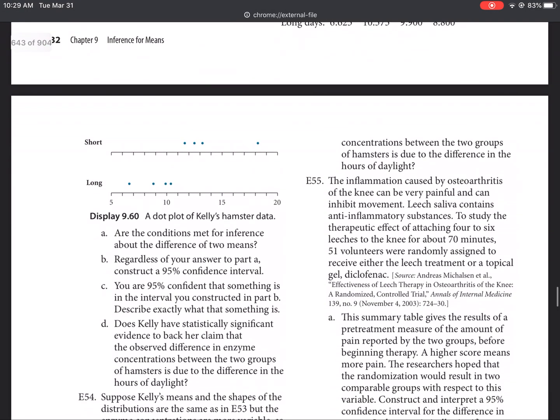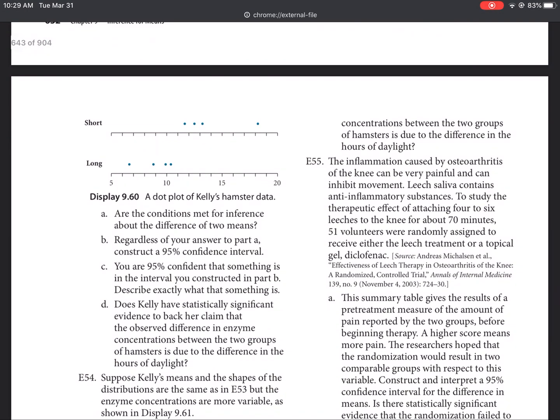The results are displayed in this left column. So the hamsters that were exposed to shorter amounts of light had a higher concentration of enzyme. As you can see, the 4 dots are all to the right of the 4 hamsters that were exposed to longer amounts of daylight. You can see the 4 dots are all to the left of that same axis.